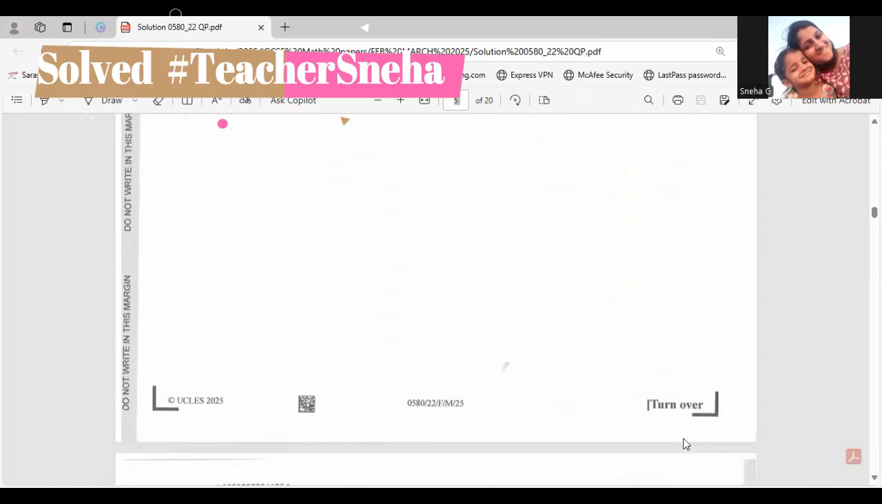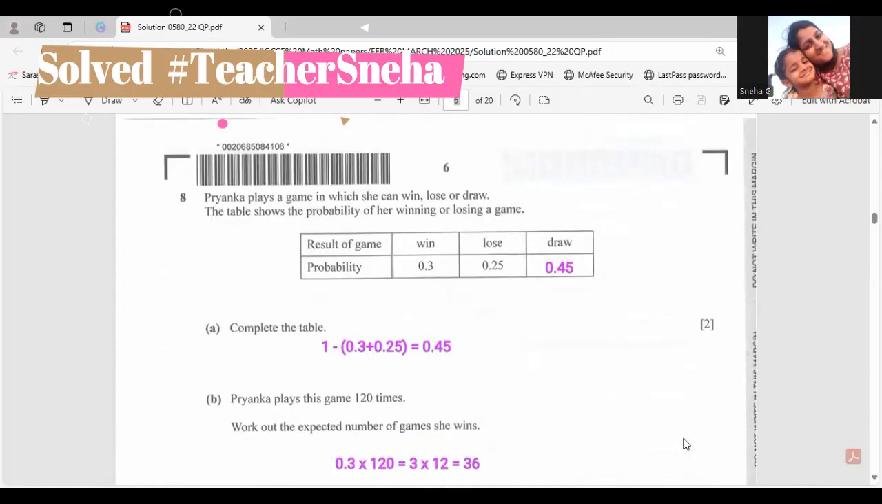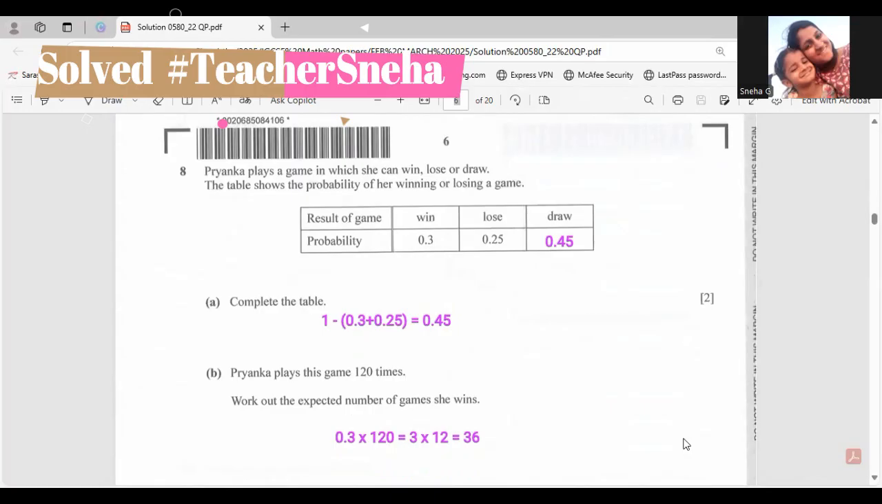Moving further to question number 8. In question number 8, it's a probability question. Priyanka plays a game in which she can win, lose, or draw. The table shows the probability of her winning or losing a game. So the win probability is 0.3, lose probability is 0.25, and draw probability is not given. So as we know that all of the probabilities will add up to 1. So the probability of draw is going to be 1 minus the other two values. So that's 0.3 plus 0.25. On subtracting, the answer that I get is 0.45. So the probability of drawing a game is 0.45.